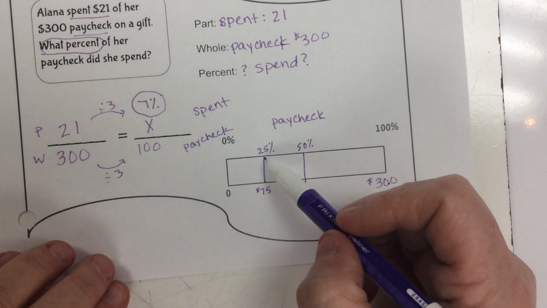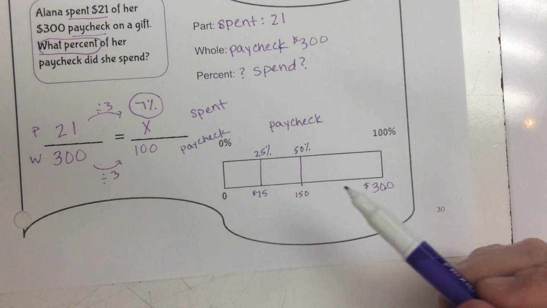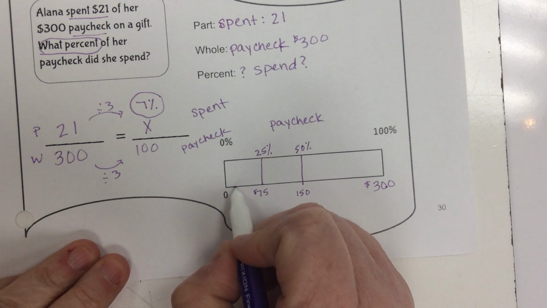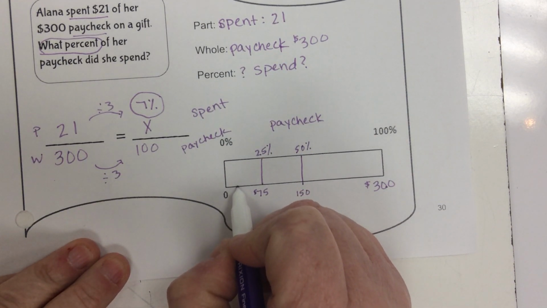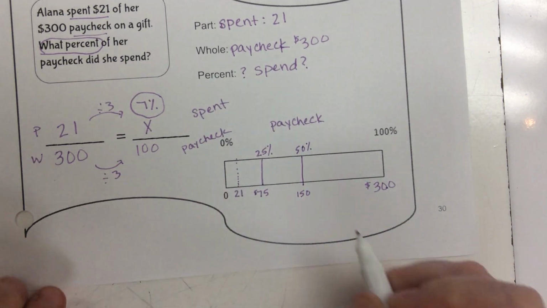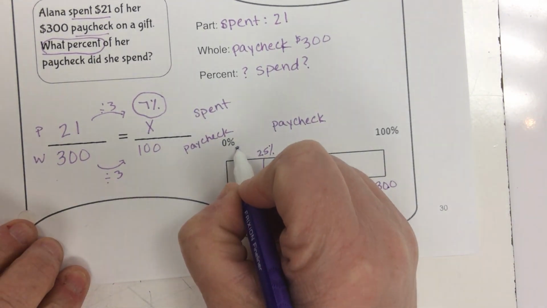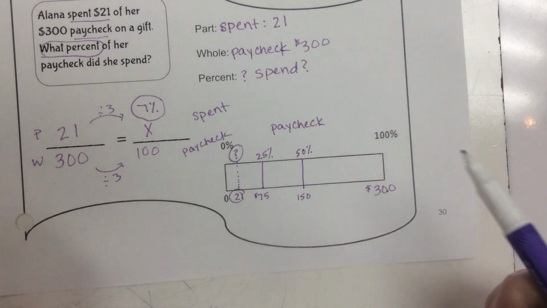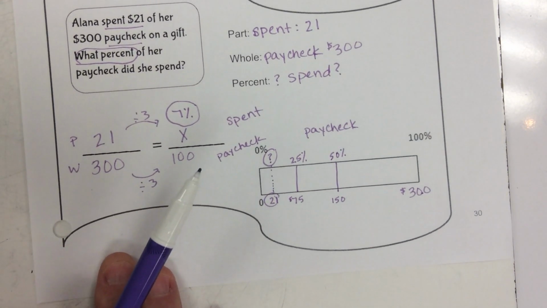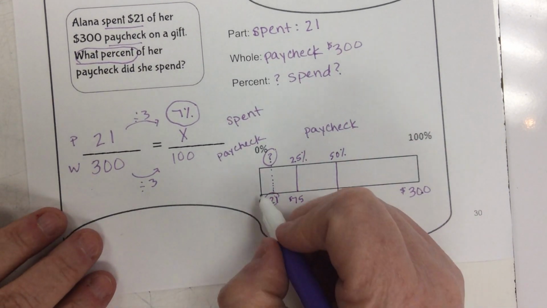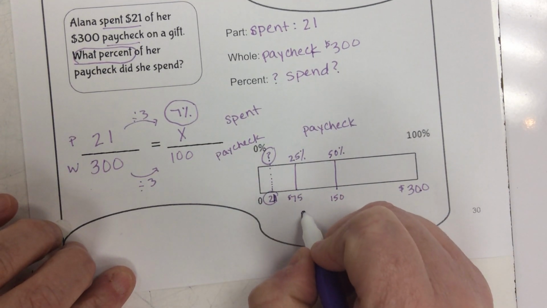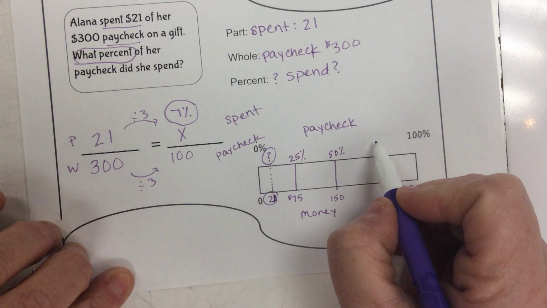What I could do now is divide these into fifths, like 5%. But I know that wherever $21 will be, like maybe here, that's going to be about $21. So what I want to know is what percent would be up there. If I divided that out, it would be 7%. This is the money, and this is the percent up there.